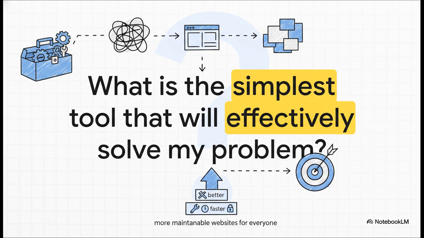And that really leaves us with this final thought. The modern web isn't about finding the one single correct answer anymore. It's about asking the right question. And that question is, what is the absolute simplest tool that will solve my problem and solve it well? If you can answer that, you're not just following trends, you're thinking like a modern web architect, and that's what it's all about.